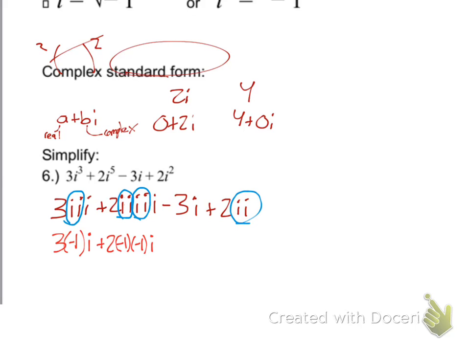i. Is this making sense? No. When am I ever going to use the top? I swear to 3i plus 2 times negative 1.